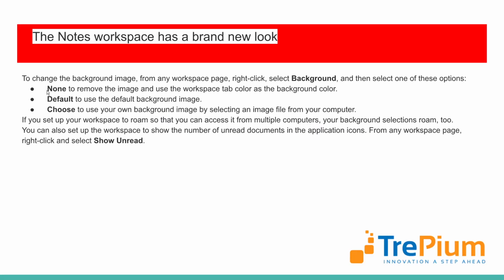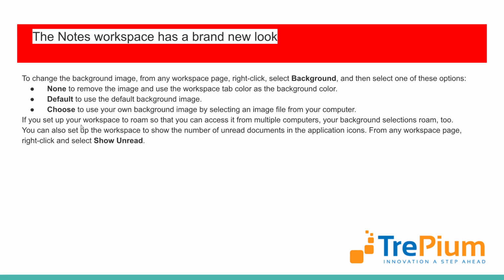You can change the background image from the workspace page. Right click on the background page, then select one of these options. None removes the image, and you can use workspace tab color to change the color. The third one is default, to use the default background image. Choose to use no background image, or select an image from your computer.